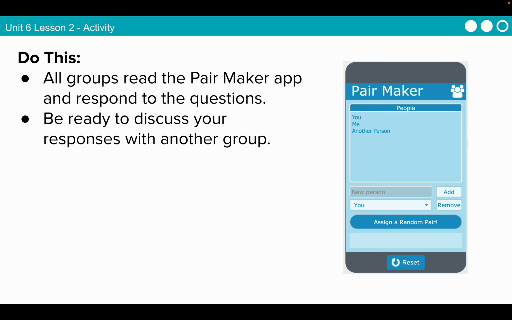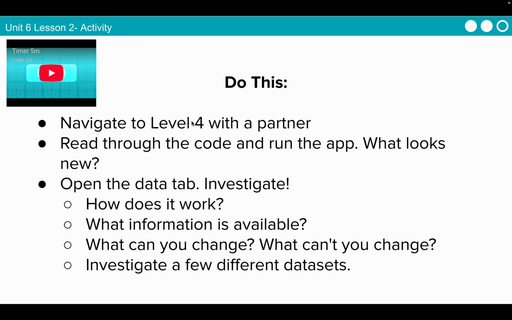Now that you have done this, all right, navigate to level 4 without a partner. Okay, read the code and run the app. What looks new? Okay, open the Data tab and investigate. How does it work? What information is available? What can you change? What can you not change? And then I want you to investigate a few different data sets. So answer these questions on the document that you're going to turn in, okay?